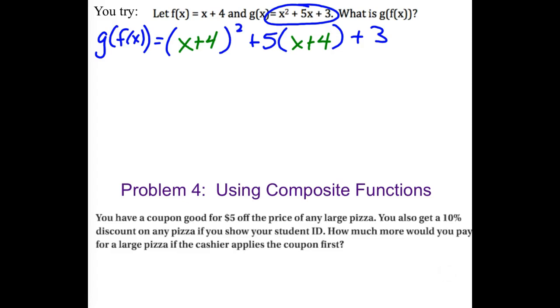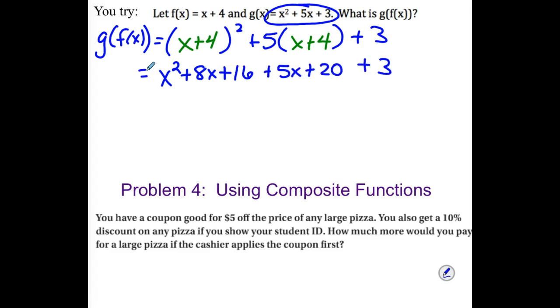I want you guys to try simplifying this one. All right, let's check your work. X plus 4 quantity squared should give you x squared plus 8x plus 16. Multiplying the 5 to the x plus 4, we get 5x plus 20, and then we're adding 3 to that. So combining like terms, you should have x squared plus 13x plus 39. Agree?